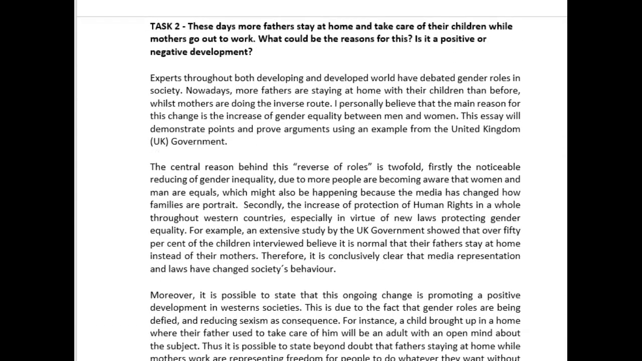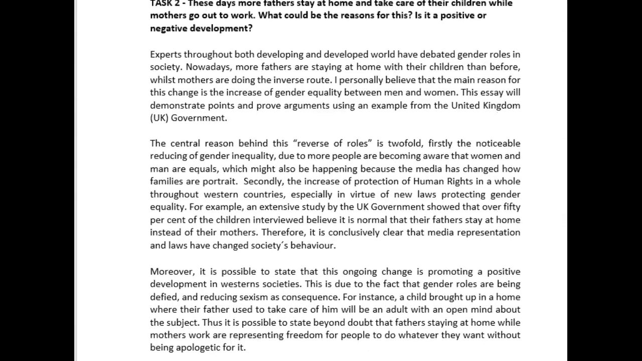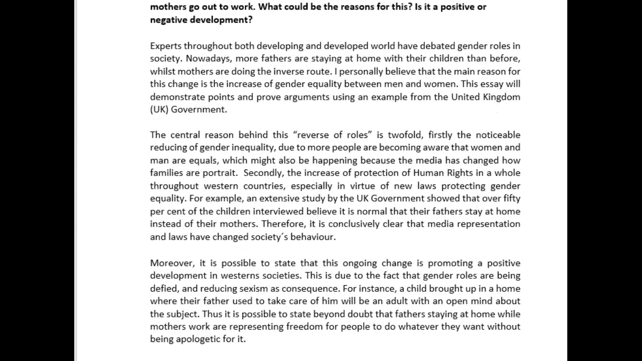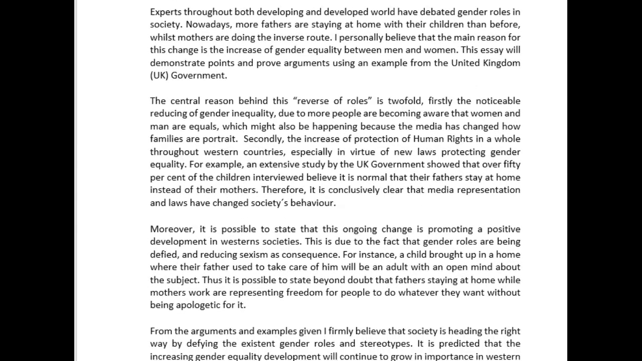All right, let's take a look here about fathers who stay at home while their wives work. Reasons, positive or negative. Okay. Experts throughout both you're missing a word here, the developing and developed world have debated gender roles in society. Nowadays, more fathers are staying at home with their children than before, whilst mothers are doing the inverse route. Okay. I personally believe that the main reason for this change is the increase in gender equality between men and women. This essay will demonstrate points and prove arguments using examples from the United Kingdom and UK government.